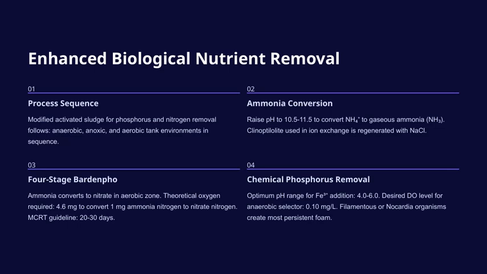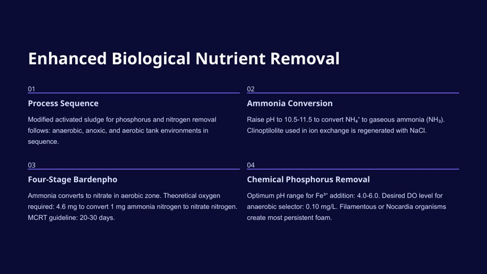Let's take a closer look at the process sequence involved in enhanced biological nutrient removal. It starts with a modified activated sludge system designed specifically for removing phosphorus and nitrogen. This system follows a sequence of tank environments: anaerobic, then anoxic, and finally aerobic. Each stage plays a crucial role in effectively removing nutrients from the wastewater.